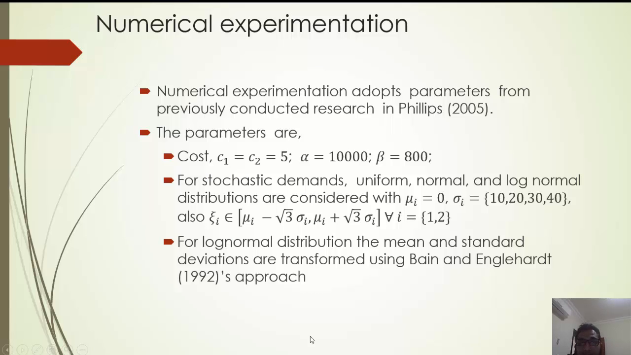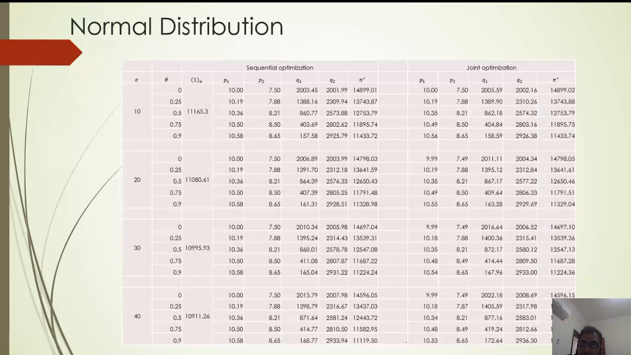Then we continue on numerical experimentation. In our experimentation, we extended the research that was earlier reported in Phillips, one of the well-known books for revenue management, and we collected some of the parameters from the book to validate the model. So we took the parameters from there, and then we have taken the cost, the market share, and the price sensitivity, and we tested our model for the normal, uniform, and normal distributions.